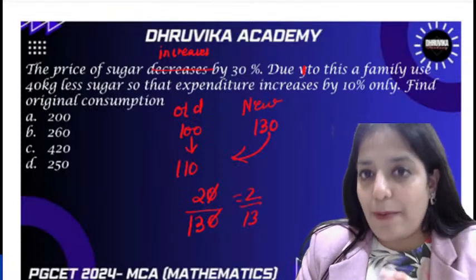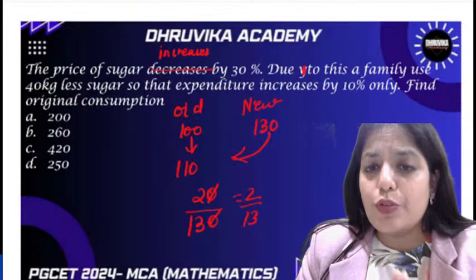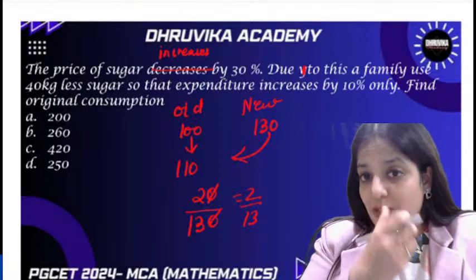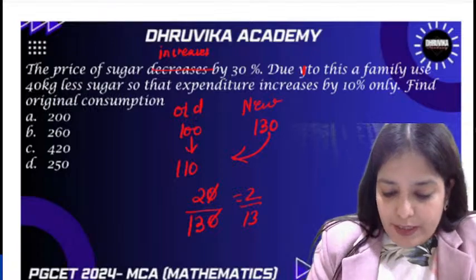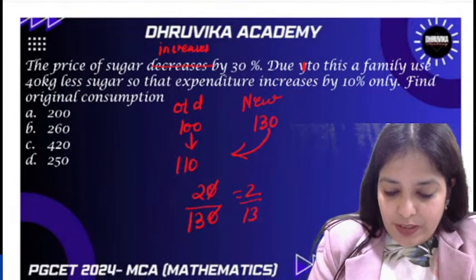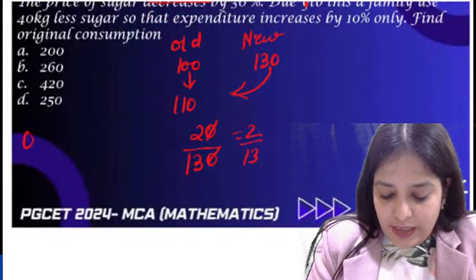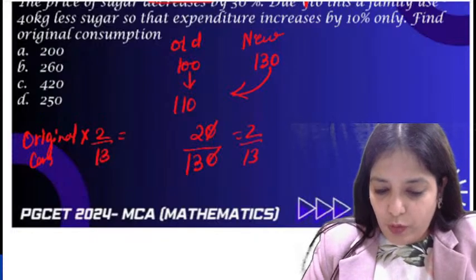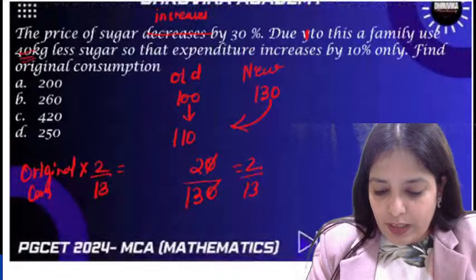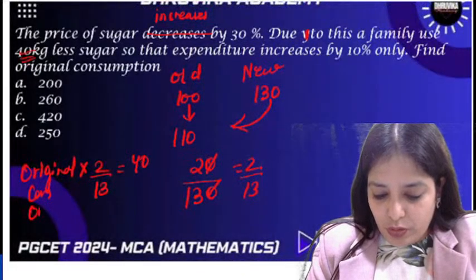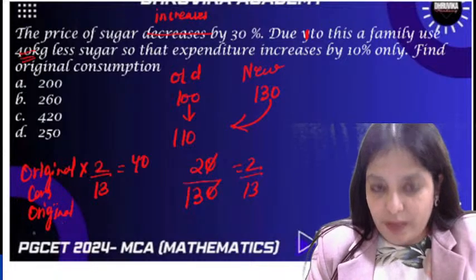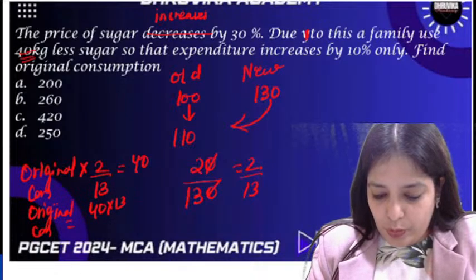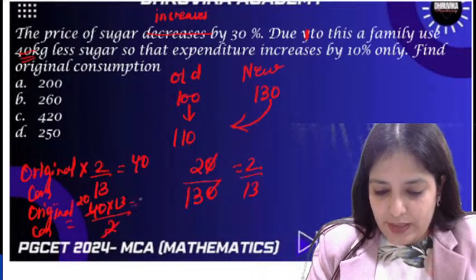Now we have the absolute quantity of the consumption. So you can either do it by the unitary method, or you can do it by multiplying this fraction by original consumption. I'll tell you how to do it. See, one way you can do this is original consumption into 2 by 13 is equivalent to 40 kg. So original consumption would be 40 into 13 upon 2, that is 260, option B.